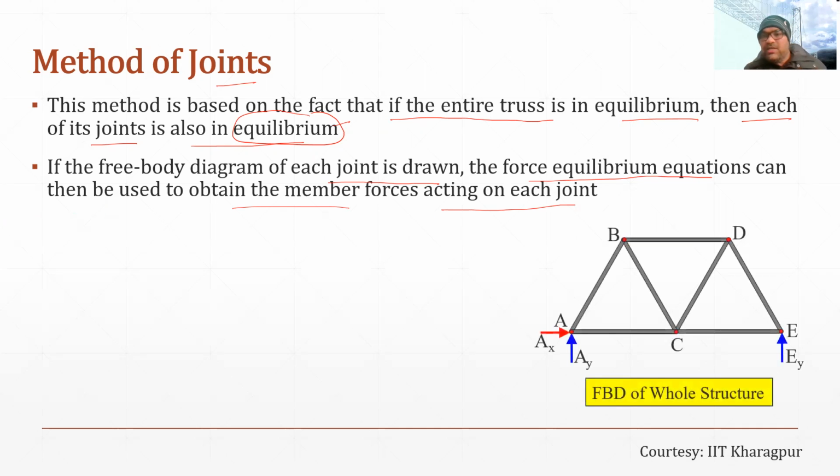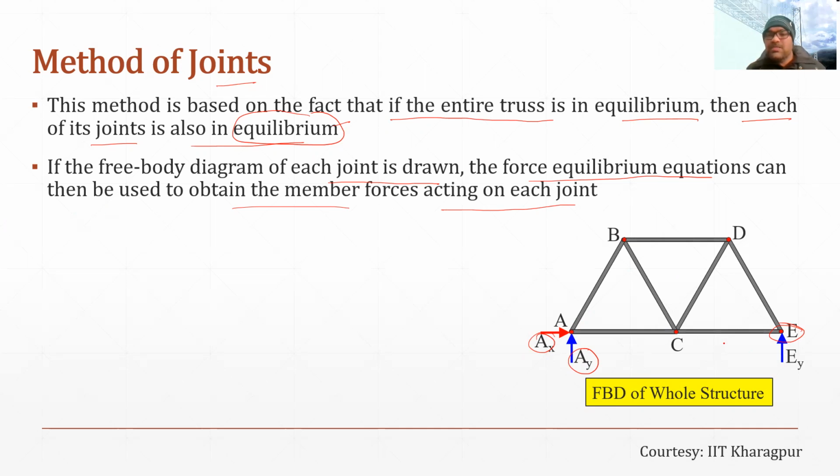So if we take the example of this truss, this is the free body diagram of this truss, and these are the reaction components AX and AY. AY is the vertical reaction at point A, and AX is the horizontal reaction at point A of this truss. Another reaction is at point E, which is only a vertical reaction. So this is an example of a simply supported truss.